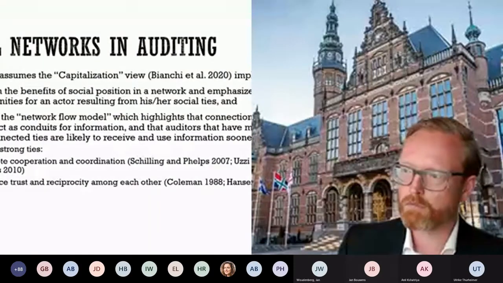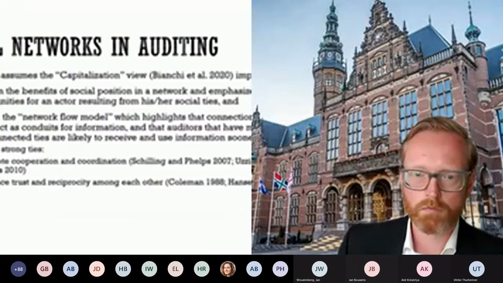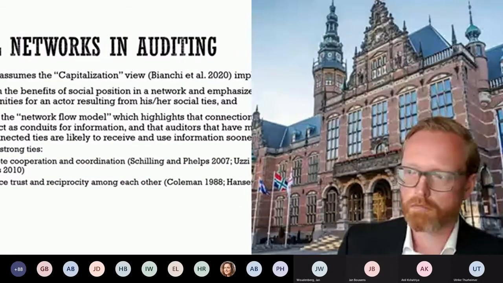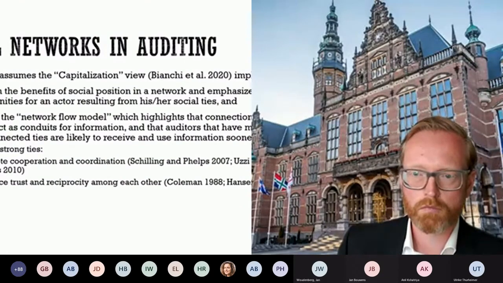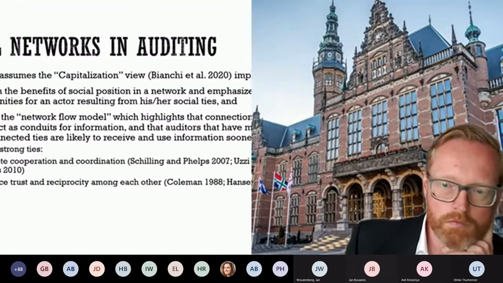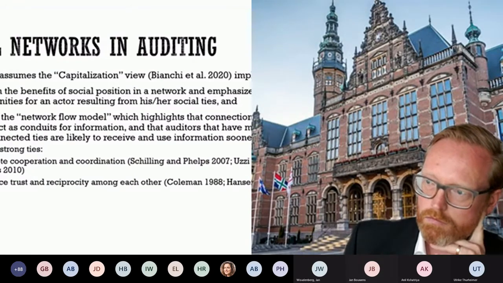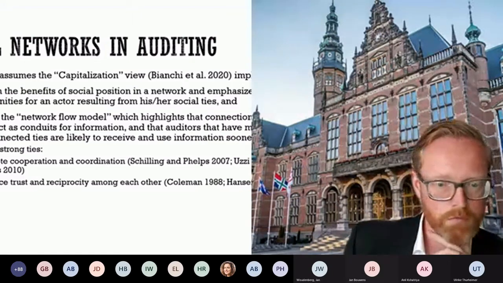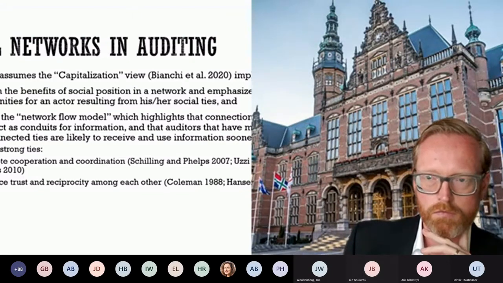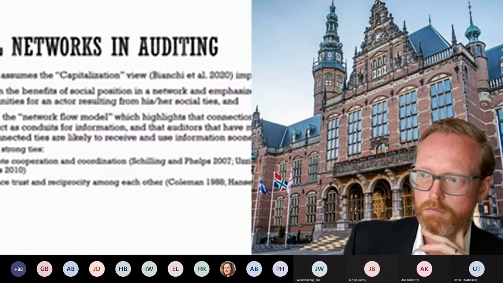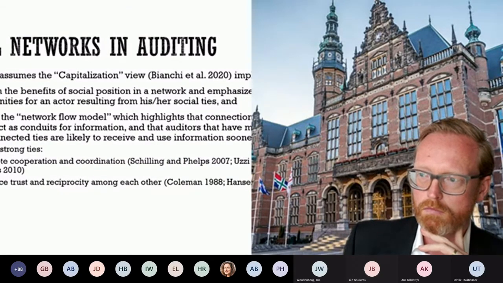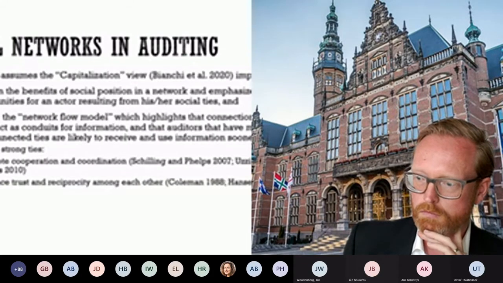And if you then look at our paper, and this is something that the Bianchi et al. review paper highlights, it is important that you make clear with which stream within the social network theories you align. I think we align with ideas about capitalization. So basically the idea is that because you have a certain network and a certain position in the network, you can derive certain benefits, but perhaps also potentially costs from it. And in our case, it's the compensation.